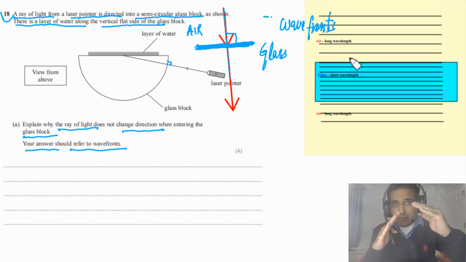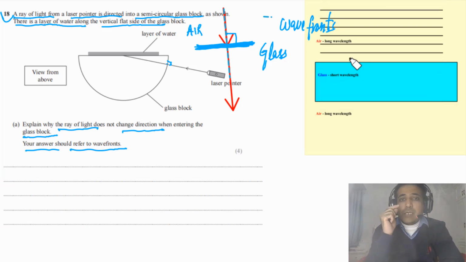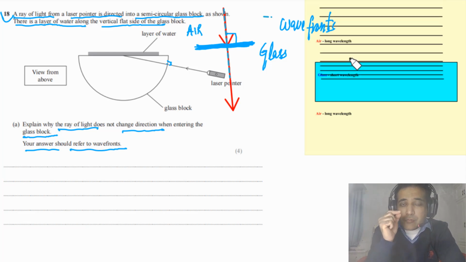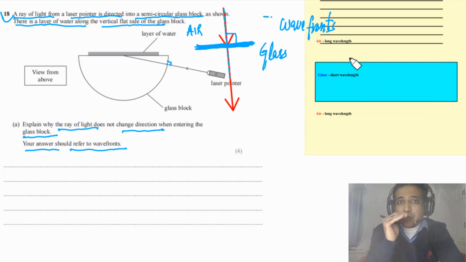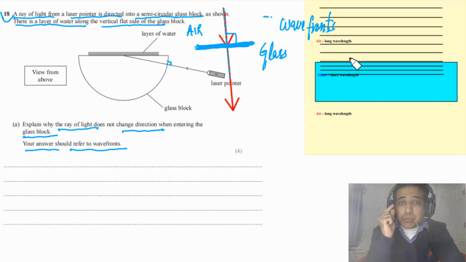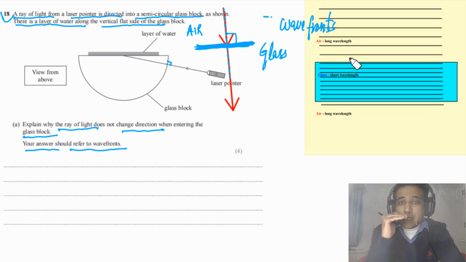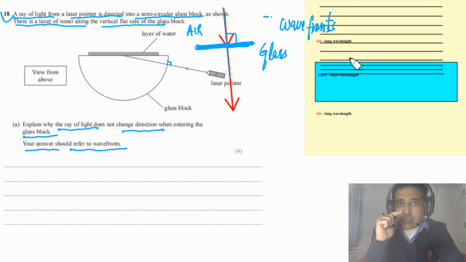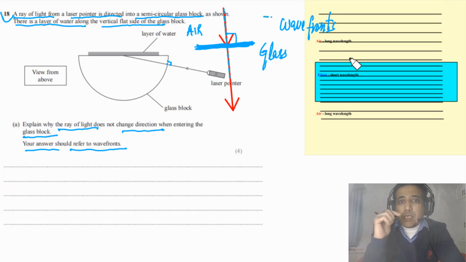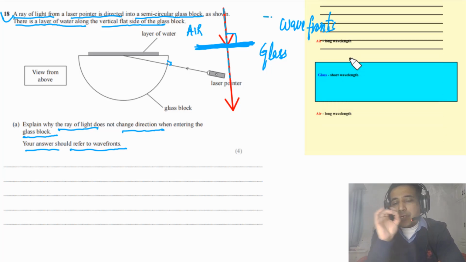That means they are in one medium, meaning some points on the wavefront are in glass and some points on the wavefront are in the air. So the speed will be different because air and glass have different refractive indices. So that's the reason. Now let me explain it in a very simple way.